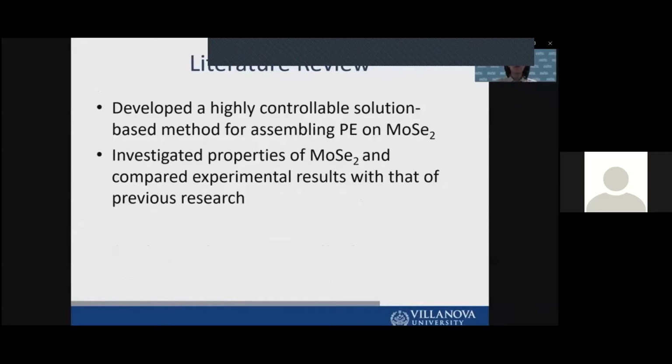The Falvey Memorial Library was very helpful through our entire project because it helped us develop our own highly controllable solution-based method for assembling PE on MoSe2. And it also allowed us to investigate the properties of pure MoSe2 and compare our experimental results with that of previous research.